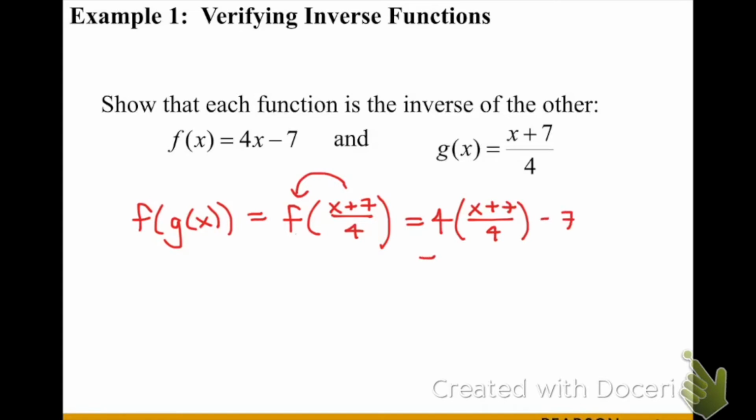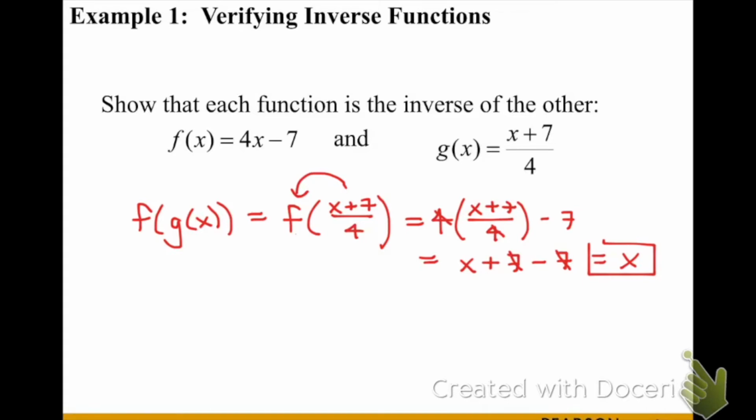minus 7. If we simplify this, we'll notice that the 4's, since we're multiplying by 4 and dividing by 4, are going to cancel each other out, leaving us with just x plus 7 minus 7. And if we simplify that, we just get out x. So f of g of x is equal to just x.